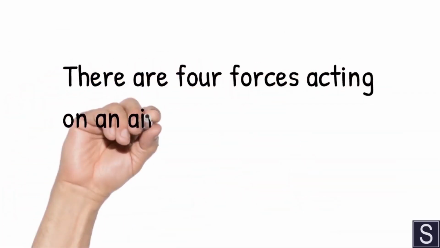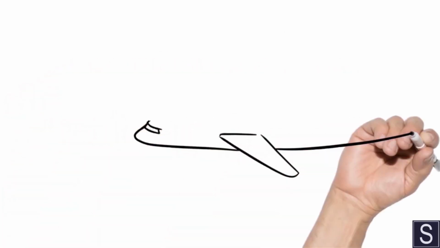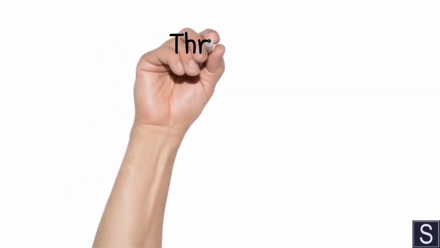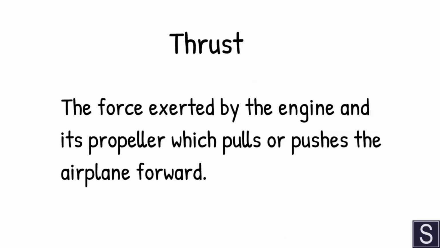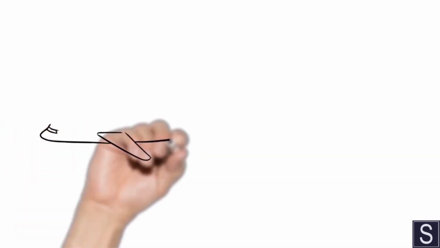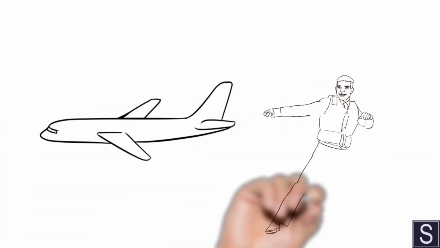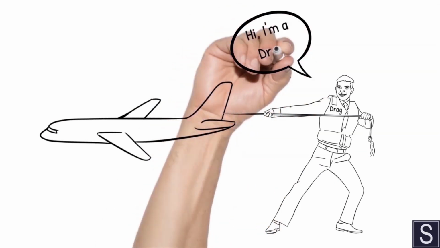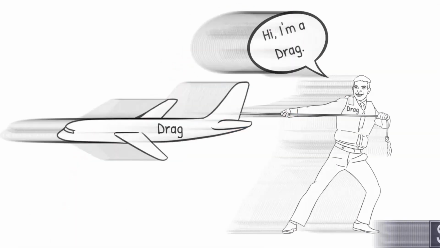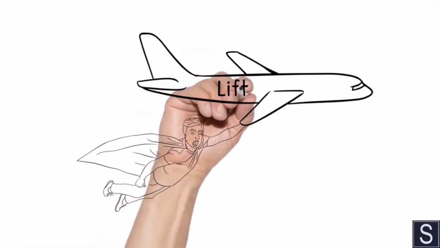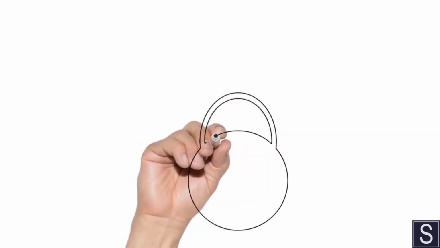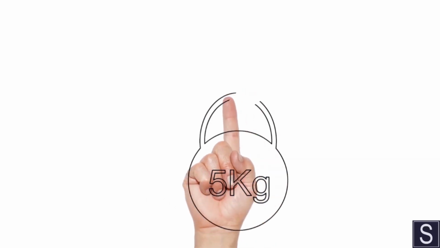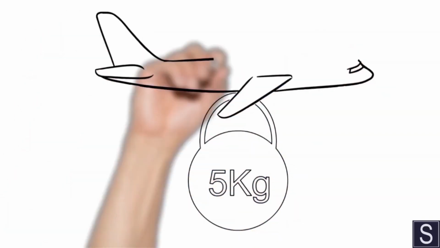Theory of flight. There are 4 forces acting on an airplane in flight. Thrust, which is the force exerted by the engine and propeller, which pulls or pushes the airplane forward. Then we have drag, which is the resistance to forward motion and is directly opposite to thrust. Lift is an upward force, which sustains the aircraft in flight. Weight is a downward force due to gravity. Weight is directly opposite to lift.